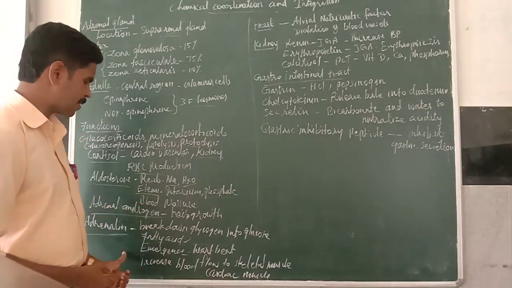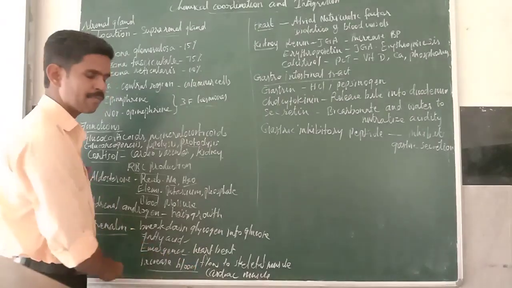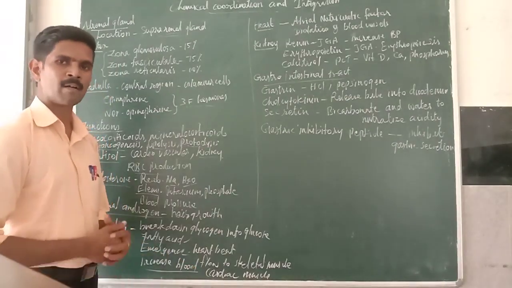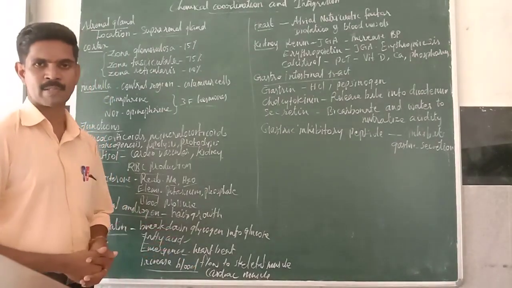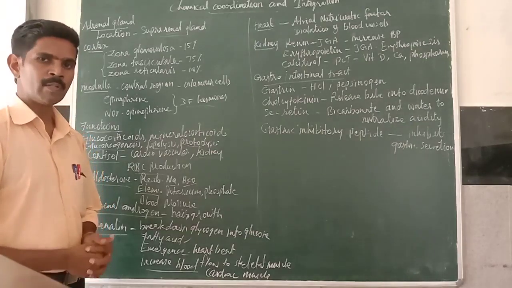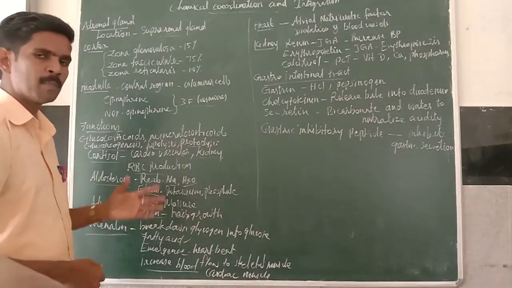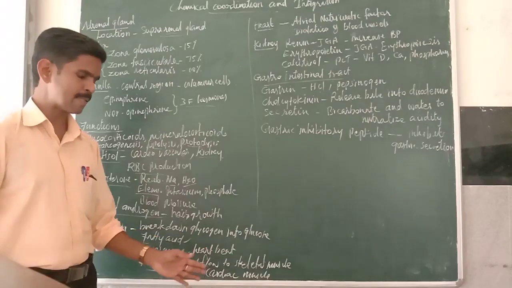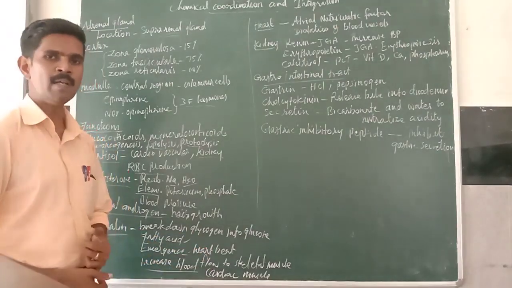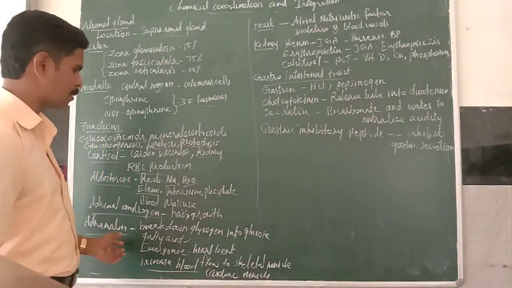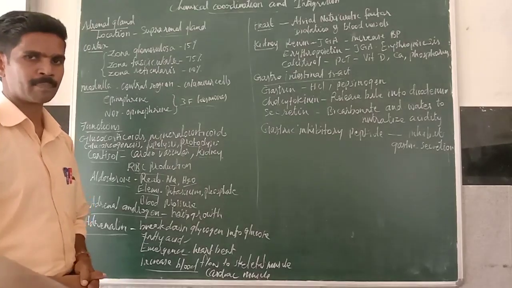And the next function of adrenaline is increasing the blood flow to the skeletal muscles, cardiac muscles, and also to the nervous tissue. So during the emergency situation, more blood is supplied to the skeletal muscles, cardiac muscles, and also to the nervous tissue. So these are the functions of the adrenal hormones.